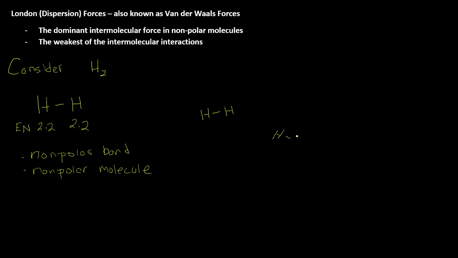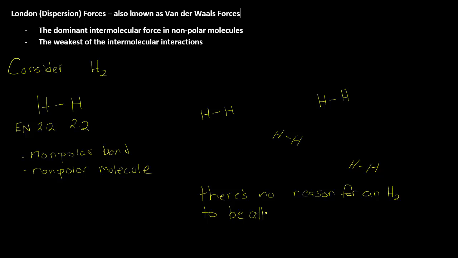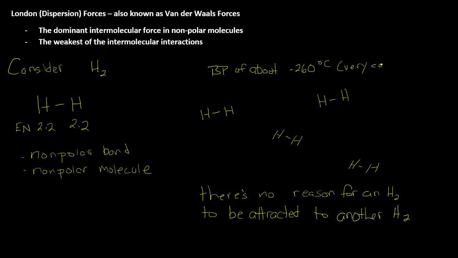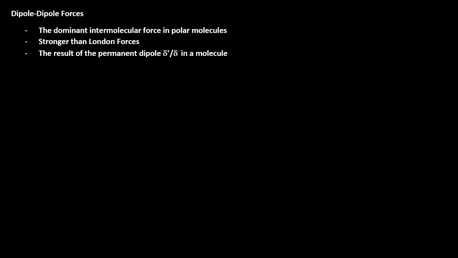If we were to draw a whole bunch of H2 molecules, there's no reason for one H2 molecule to be attracted to another. There's no positive-negative type interaction, and as a result, the molecules are held together very weakly. We recognize this if we examine the boiling point. You do not need to know the numerical value, but the boiling point of elemental hydrogen is minus 260 degrees Celsius. That's extremely cold. That's the point at which all intermolecular interaction is broken.